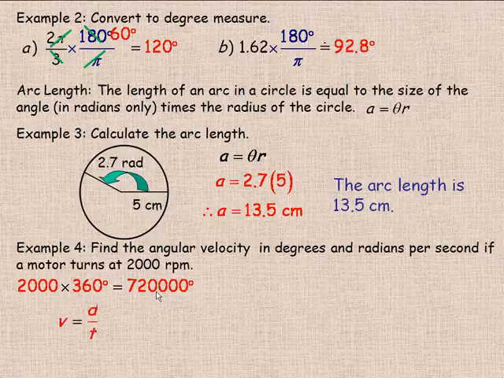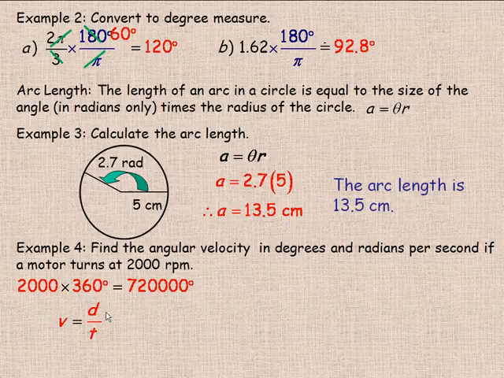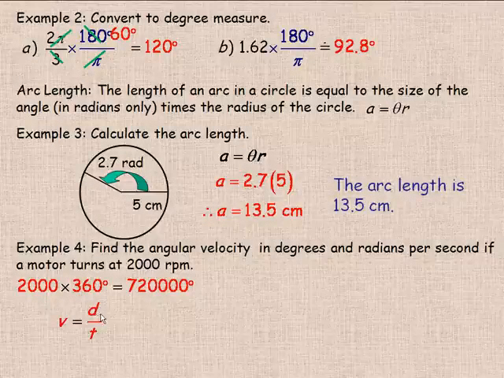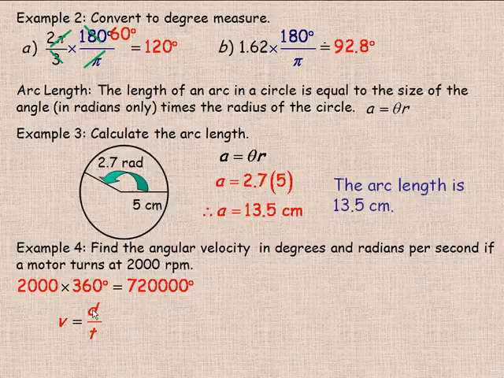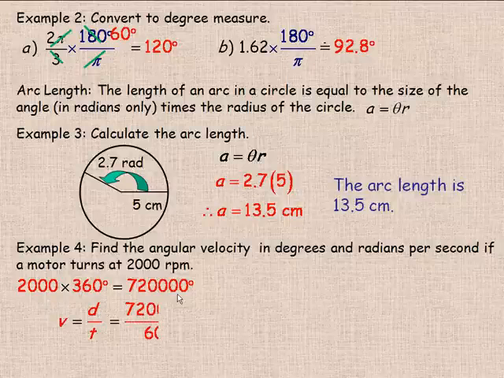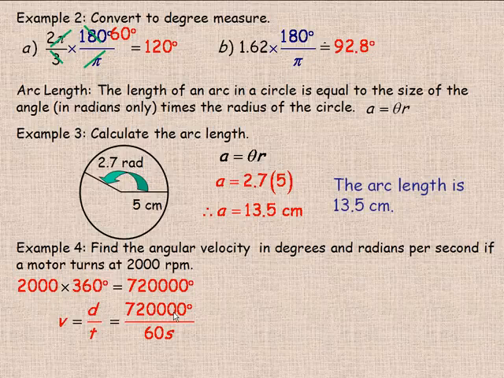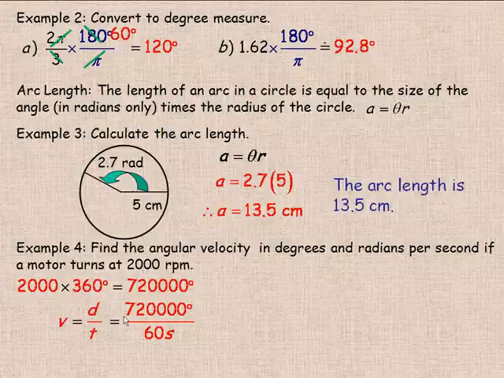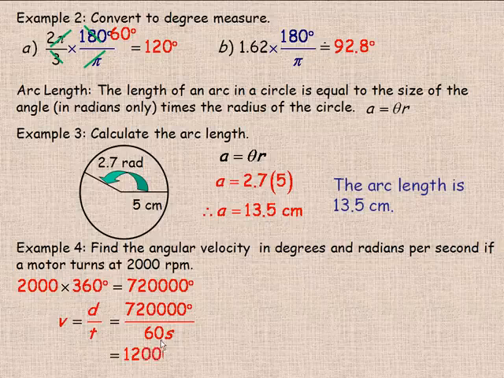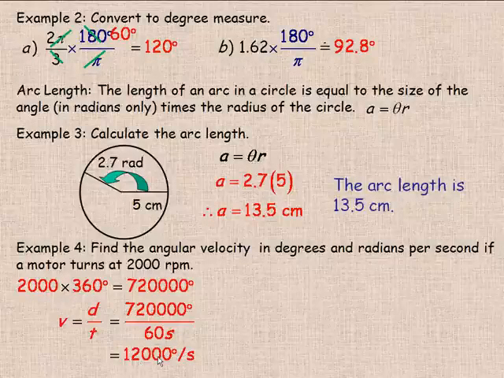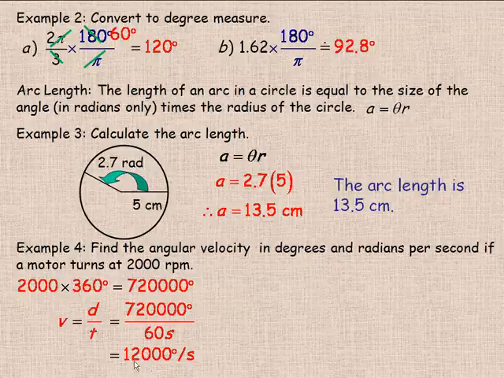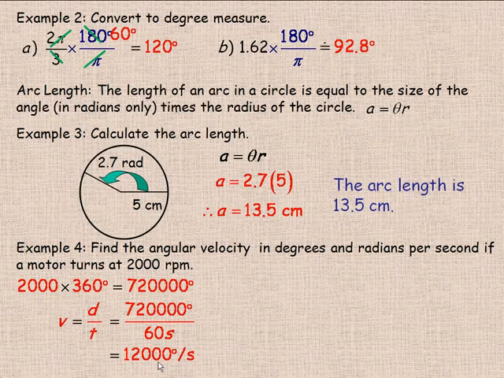So to calculate the velocity, velocity is distance over time. In this case, it's not distance as in how many meters or miles you've moved. It's number of angles in degrees that you have revolved through. And so the distance is 720,000 degrees, and we're asked in per second, so that's why the time is 60 seconds. 1 minute is 60 seconds. And so dividing that out, I get 12,000 degrees per second. That's the angular velocity. Every second this motor turns through an angle of 12,000 degrees.